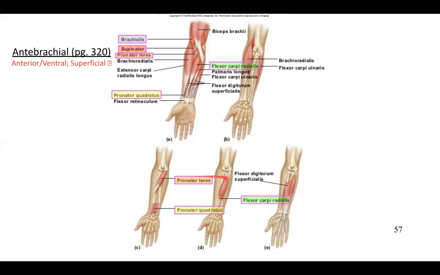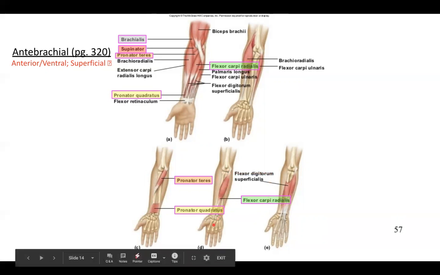And I think the last one that we have on this slide is the flexor carpi radialis. So you can see that muscle here. So flexor carpi, it helps you to flex your wrist, and it originates in the humerus up here, and then it comes down and actually inserts into your metacarpals.